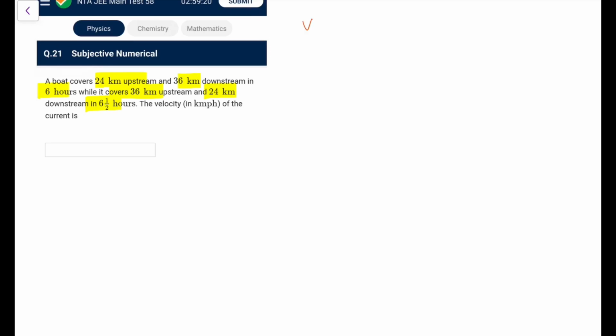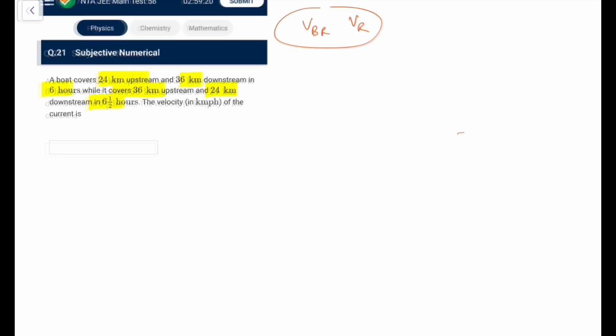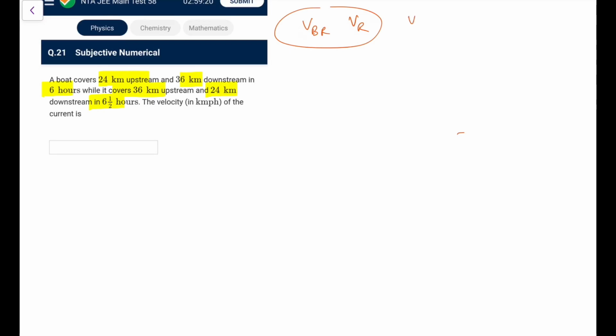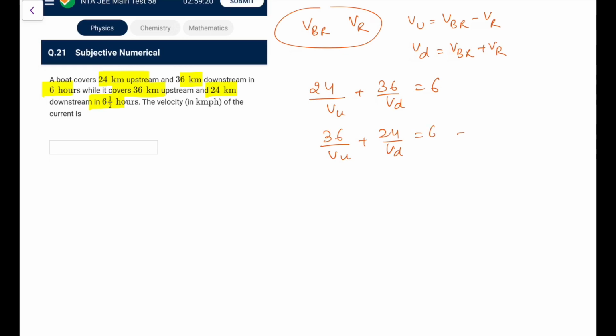Okay. So let's say V_BR and V_R are the two speeds. Now in the first case, V upstream would be V_BR minus V_R, and V downstream is V_BR plus V_R. So if I do this, the time taken is 24 upon V upstream plus 36 upon V downstream, that is equal to 6 hours. Next, 36 upon V up plus 24 upon V down, that is equal to 6.5 hours. Okay, so this is what we are getting.